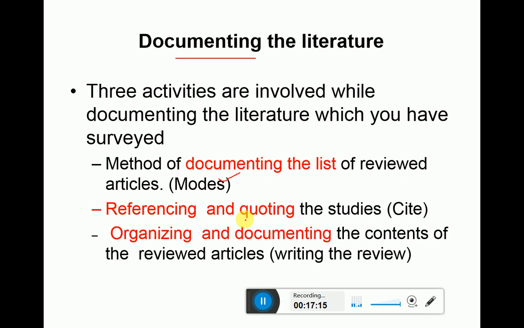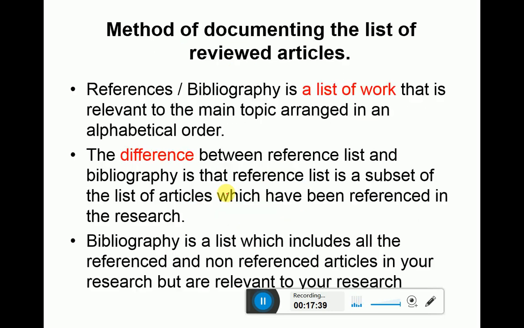For example, when I write my thesis from the literature review and I want to add something extra in my thesis, that is known as referencing and quoting, that is, data citation. And the last is organizing and documenting the contents of the reviewed articles, which simply means writing the review. Now let's start from the first, that is modes. Modes mean ways, styles of writing.